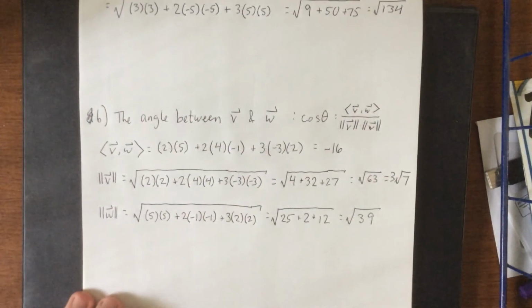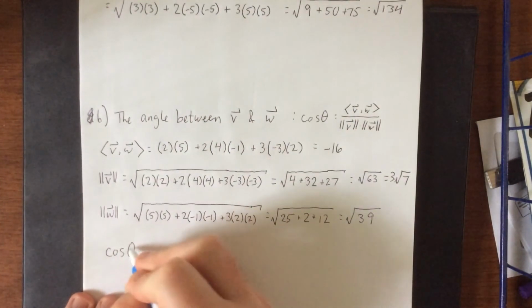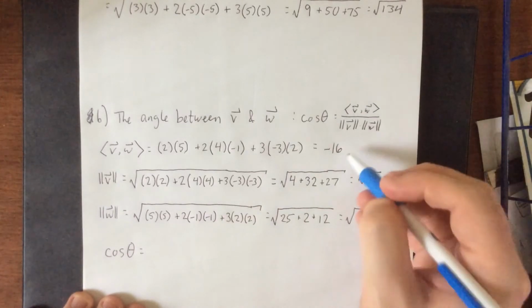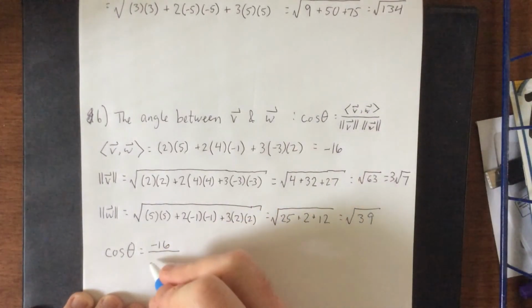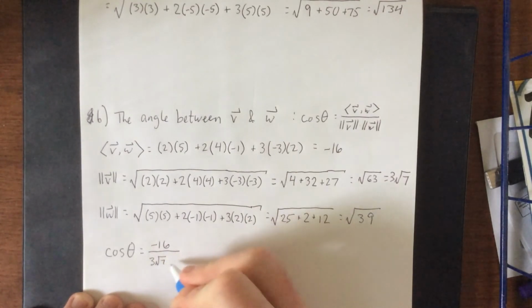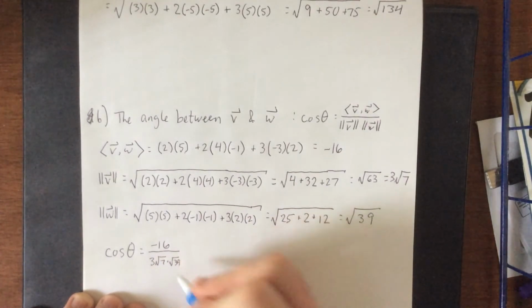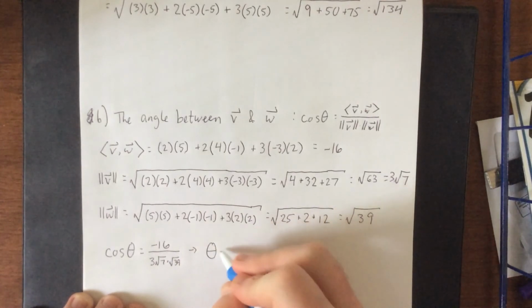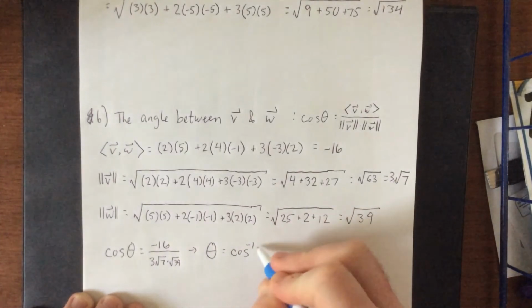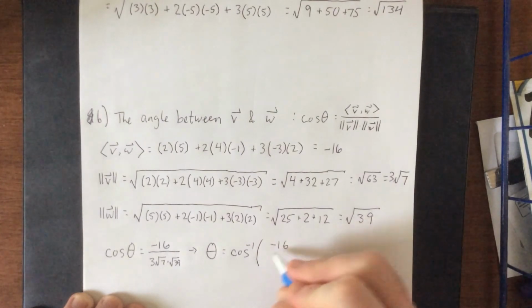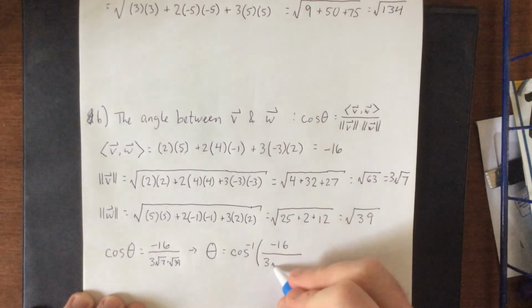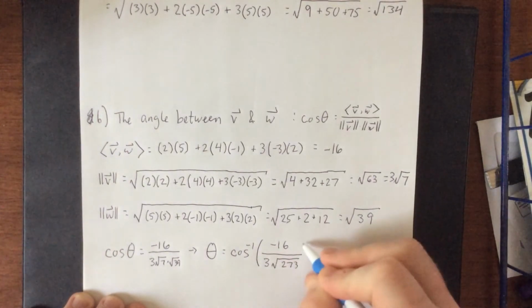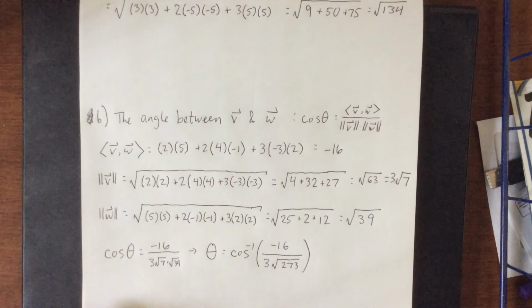According to our formula, this means that the cosine of theta is going to be equal to the inner product of the two vectors, negative 16, divided by the product of their magnitudes. So 3 square roots of 7 times the square root of 39. Now this means that the exact value of theta is going to be the arc cosine of negative 16 over 3 times the square root of 273. And if you really want to annoy an engineer, you just leave it like that.